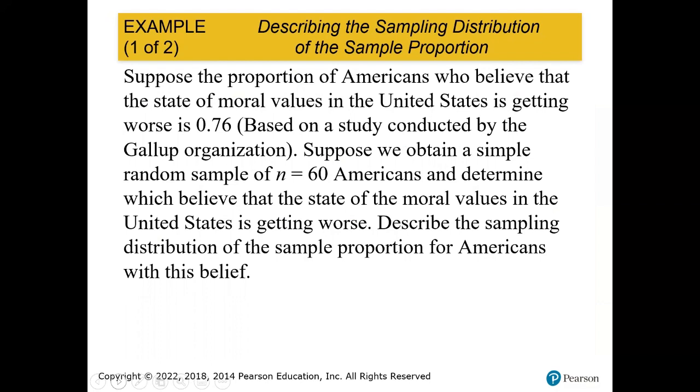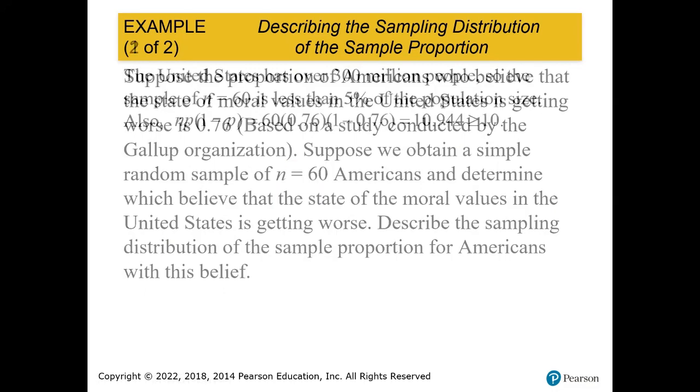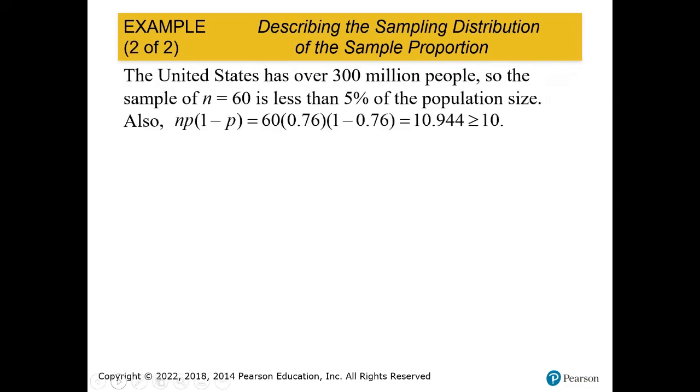Suppose the proportion of Americans who believe that the state of moral values in the United States is getting worse is 0.76. So we're going to use that same piece of information that we had before. We're going to obtain a simple random sample of size 60, and we are going to describe the sampling distribution. The United States has over 300 million people, so a sample of size 60 is going to be less than 5% of the population. That is one thing we always check.